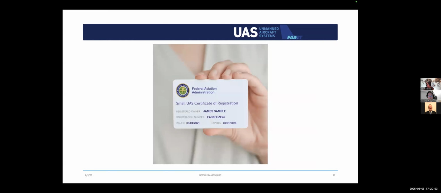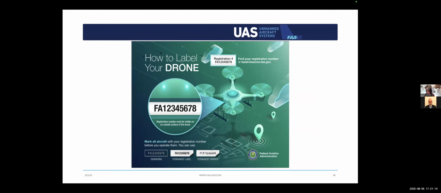All right, you will register the drone and receive the FAA registration certificate. It's on you to go ahead and label all your drones with the registration number before you fly them. This is the little PDF that shows you how that should be done. They have to be marked externally.